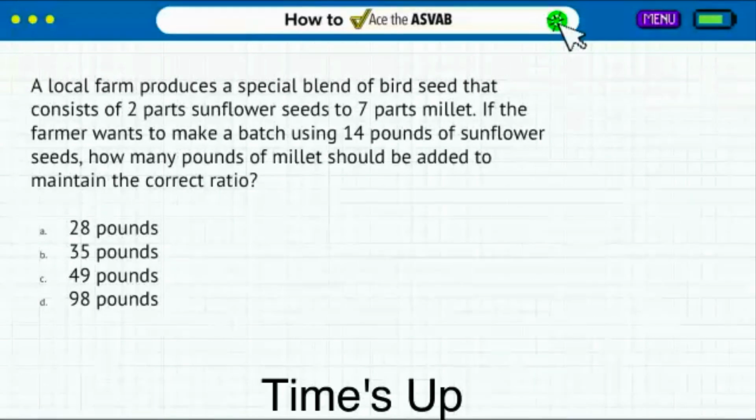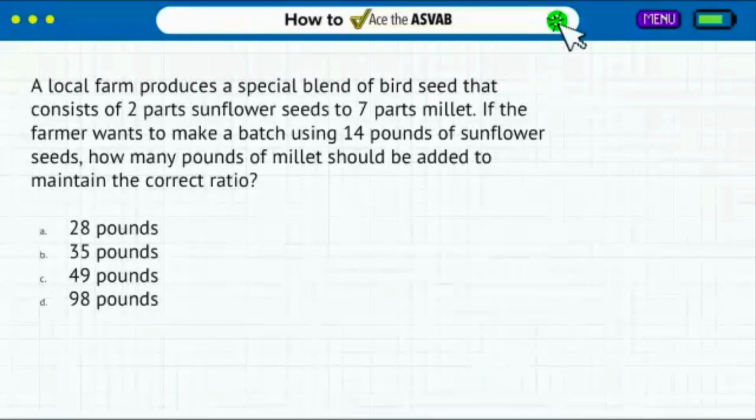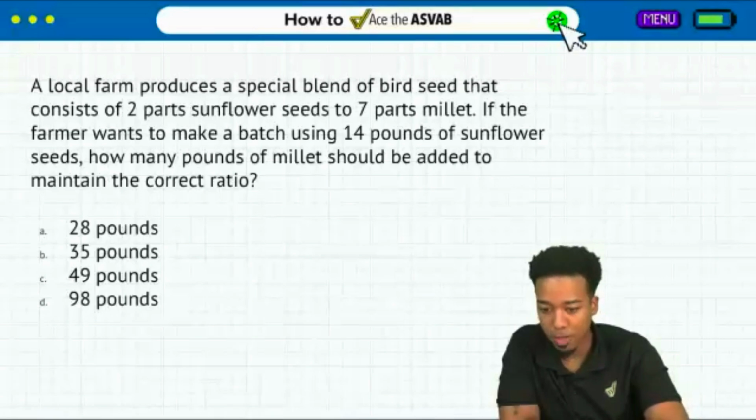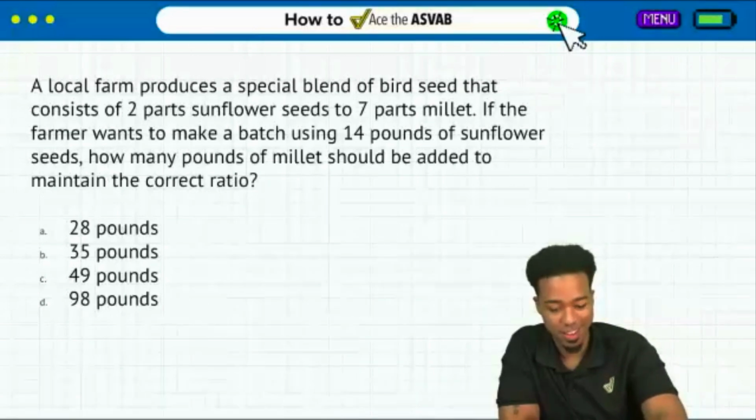All right, let's go ahead and get this timer out of the way. Bring my face back into the frame. Perfect. And here we go.